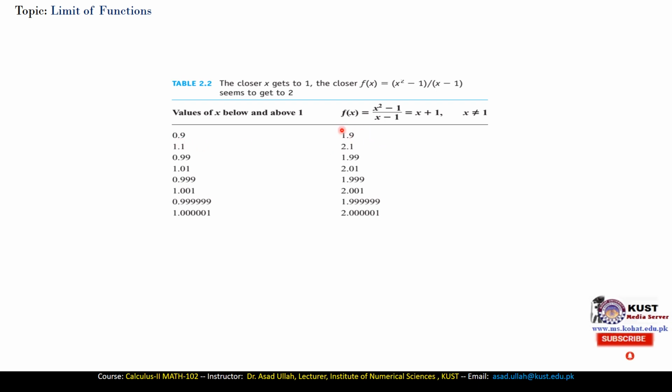And if we increase this value, that is 0.99, 0.999, and so on, the function value is near or equal to 2. Similarly on the right side, at 1.1 the function value is 2.1. And if we decrease this value, the function values go towards 2. So on both sides of the point x is equal to 1, the function value goes towards 2.